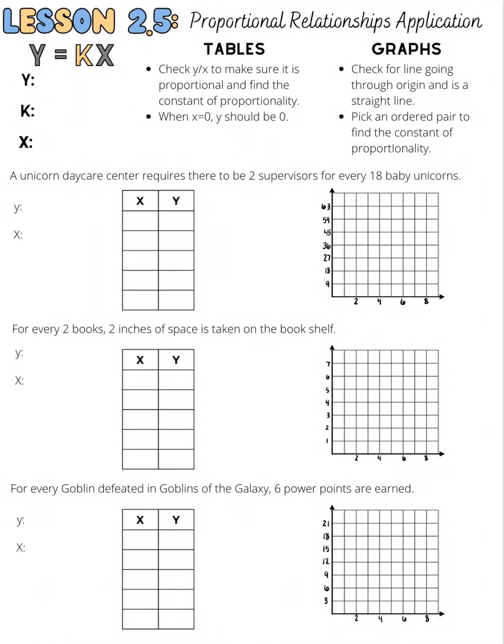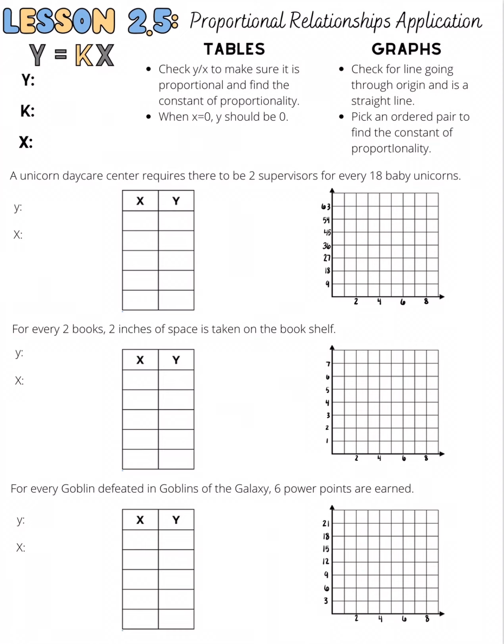Welcome to lesson 2.5. Today we are putting it all together. We have learned what a proportion is, meaning it's the same ratio. We've learned how to solve proportions, and how to identify whether something is proportional on a table and a graph. We talked about the constant of proportionality. Now we're putting it all together with word problems, how to make the graphs, and how to make the table with the equations.